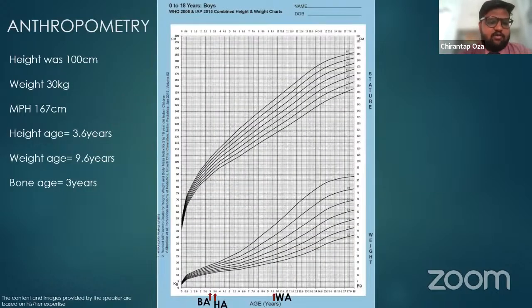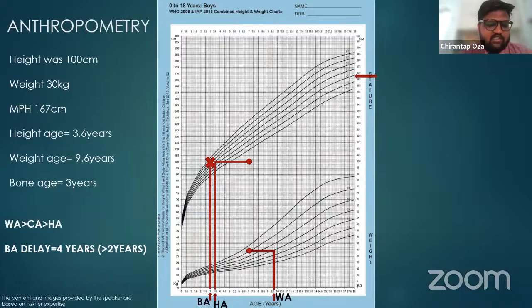So plotting the child on growth chart, the height of the child was 100 centimeter, weight was 30 kg, mid-parental height was 167 centimeter. So as discussed earlier, on extending the line to the 50th centile on the height standard and then pulling it down vertically, when it intersects the x-axis, it gives us the height age of 3.6 years. The weight age similarly was obtained of 9.6 years, and an X-ray of bone age was done that gave us bone age of 3 years.